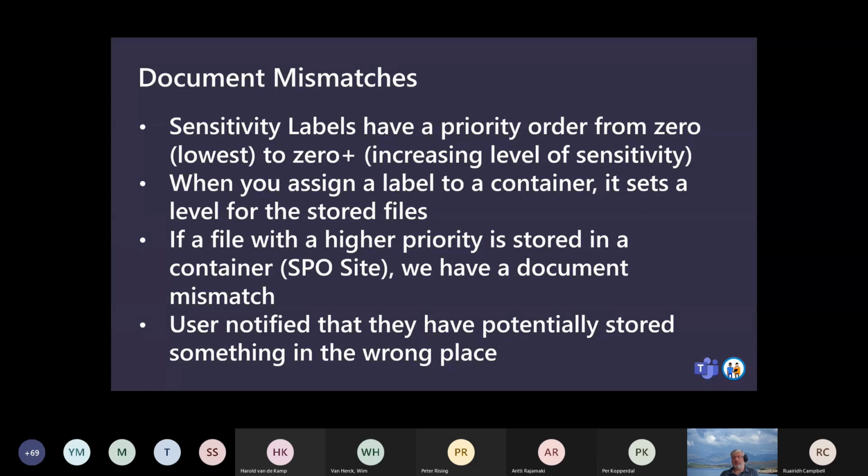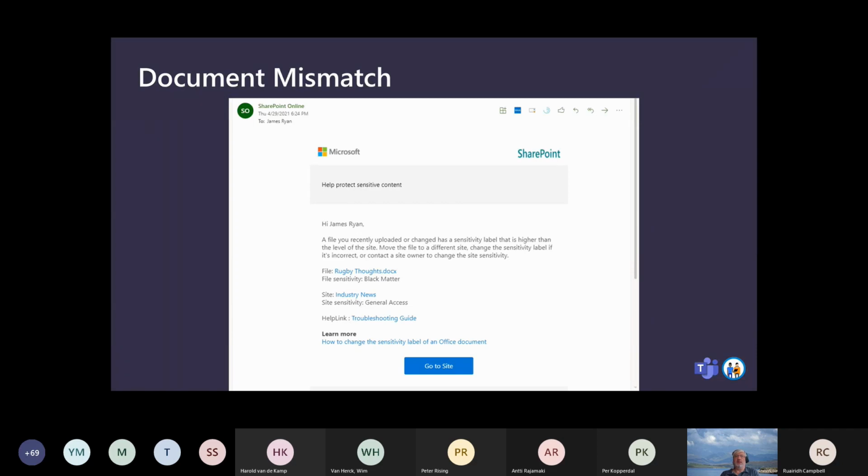So when this happens, the user and the site owners are notified that they have potentially stored a document in the wrong place. And this is the information that they send. You get this email from SharePoint to say, hey, a file that you recently uploaded or changed has a sensitivity label with a higher priority than the level of the site. So, this is a thing to think about.